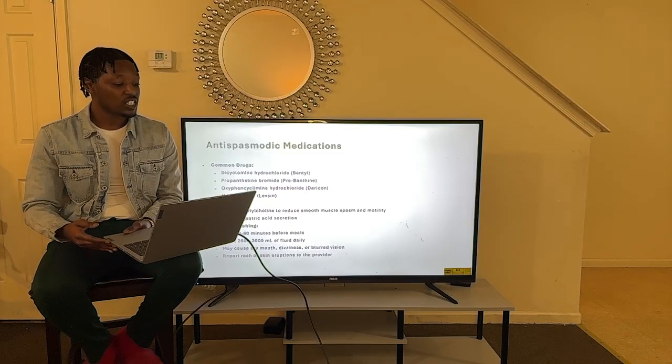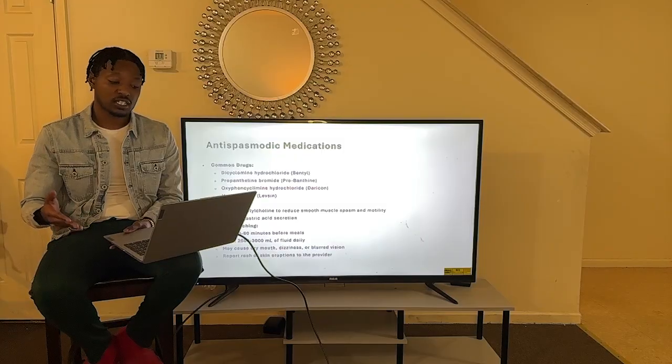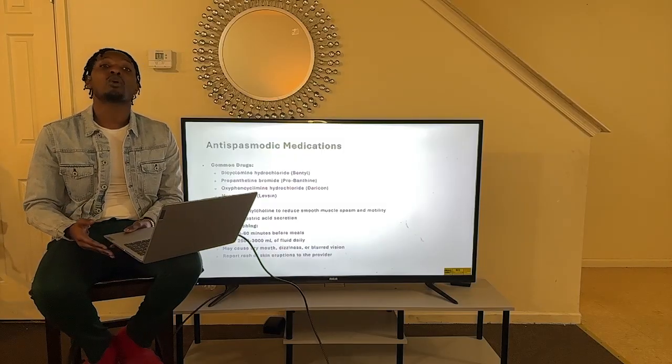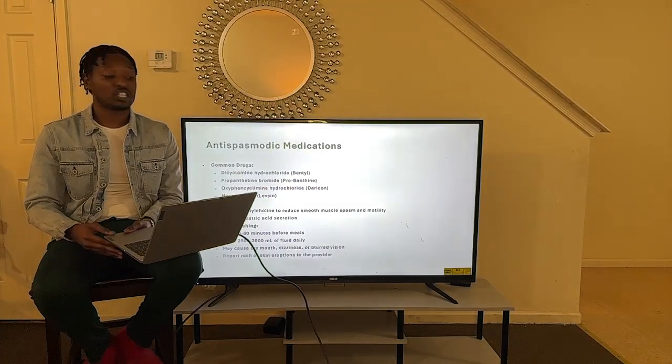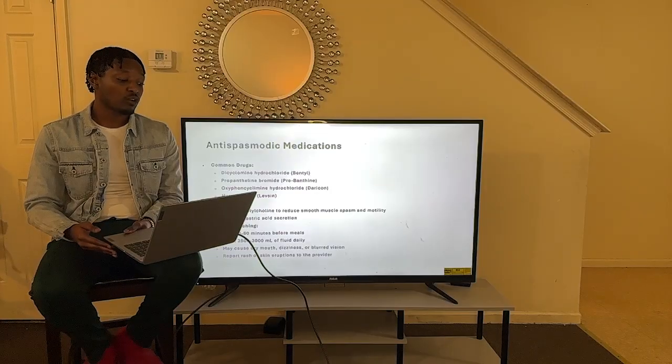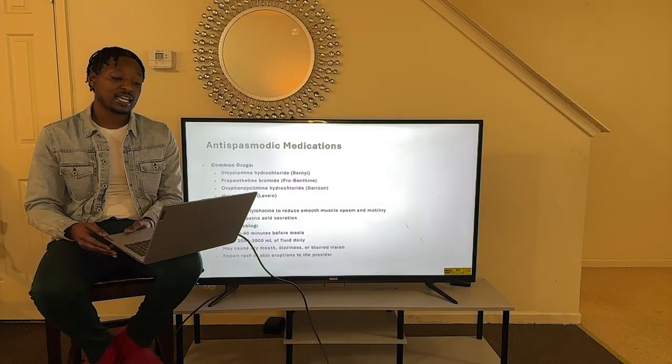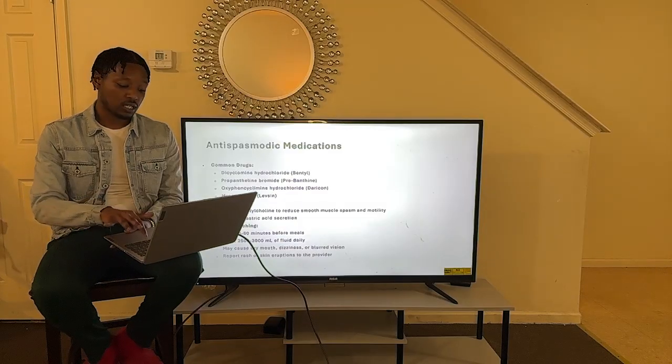You want to teach your patient to take it 30 to 60 minutes before meals. Drink 2,500 to 3,000 milliliters of fluid daily. It may cause a dry mouth. This is why you want to drink all these fluids. It may make you dizzy or may cause blurred vision. You want to report rash or skin eruptions to your provider because this could indicate an adverse reaction and they may need to switch some things up.